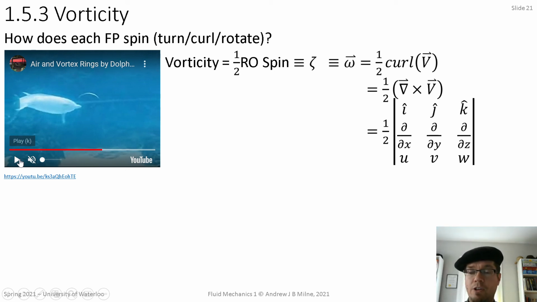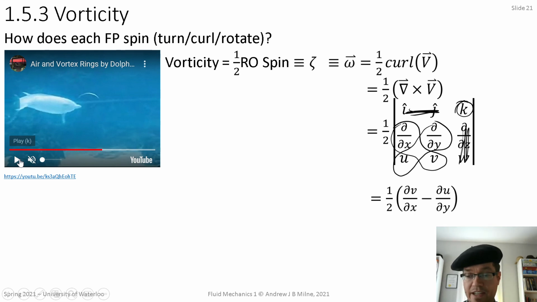Everything that you learned about angular momentum applies here. That k direction of vorticity you would determine by crossing out the rest of the row and column and taking ∂v/∂x minus ∂u/∂y. And that is indeed what it is: 1/2 (∂v/∂x minus ∂u/∂y). That's omega xy, there you go.